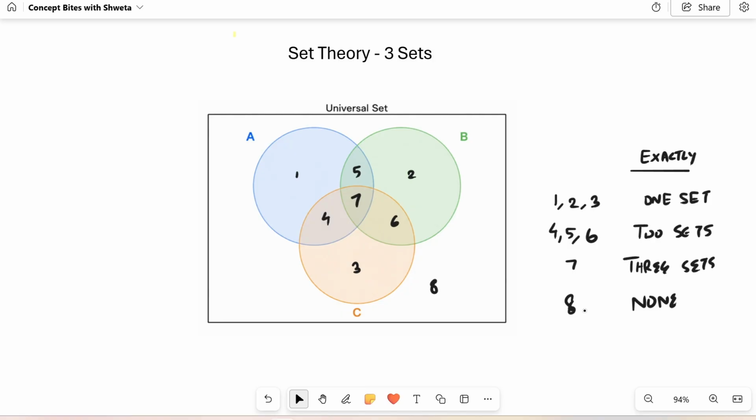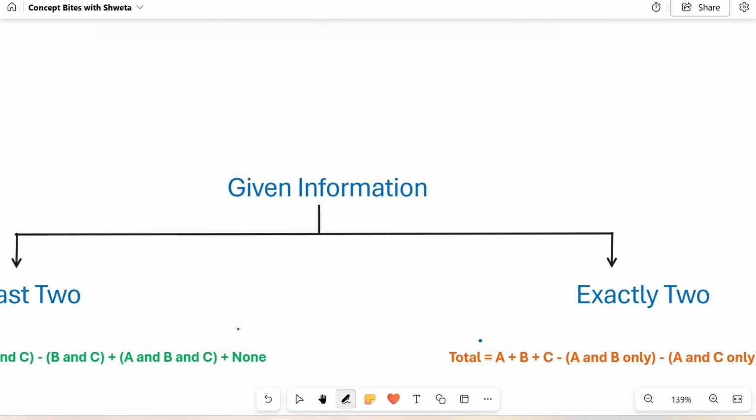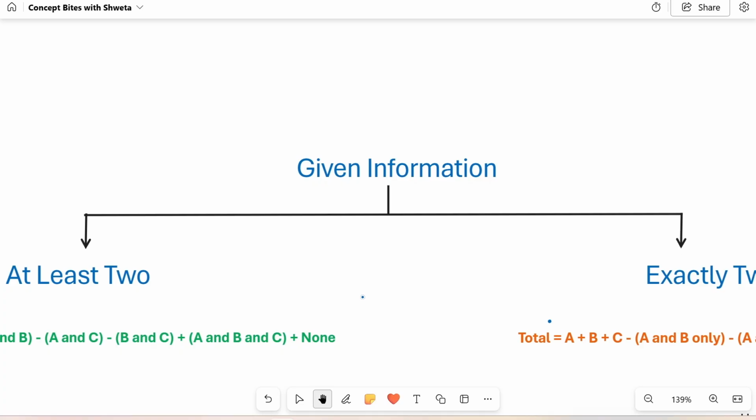We have to understand this idea of belonging to exactly one or two or three sets or belonging to none of those. Now, confusion comes in the fact that there are two different formulas that we can use. People are confused: when do I use which one? But the way I've structured it is trying to show you that everything depends on the given information. What is given will decide which formula you use. I'm going to explain both to you, so we'll go into them one by one.